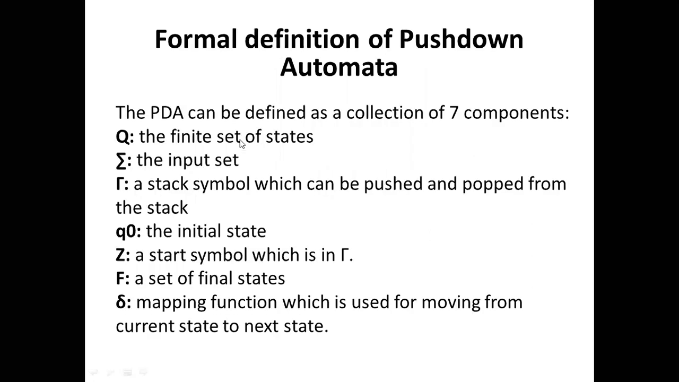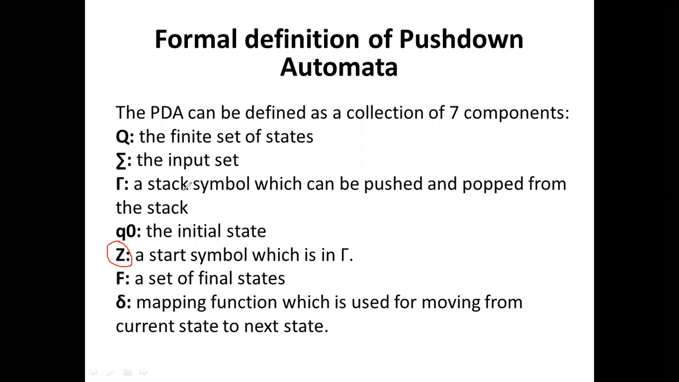So now the formal definition of the pushdown automata. You already know that in the FA, that is finite automaton, DFA or NFA, there are 5 tuples: Q, sigma, delta, Q0, F. But here we require additional storage, that is a stack. So you require the stack top symbol, that is Z, and the set of symbols stored in the stack, that is the stack symbols, which can be pushed and popped from the stack. That is also important.